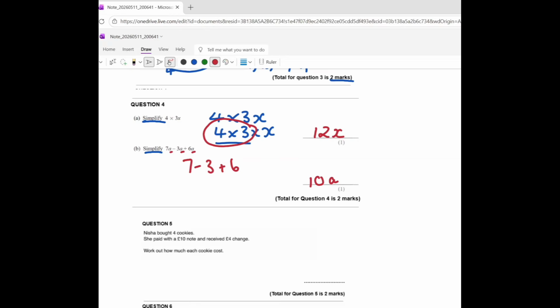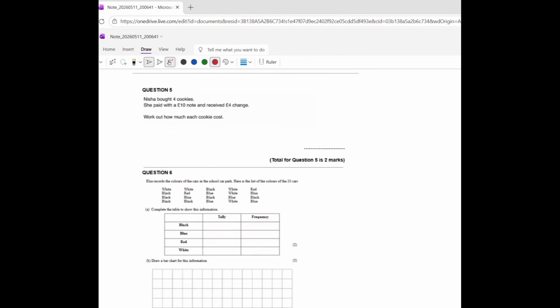Right, question 5. There's always, on every paper, every year, there has been some sort of calculation with money question. So this one says, Nisha bought 4 cookies. She paid with a £10 note, received £4 change. How much does each cookie cost? They've actually missed the word does in this question.